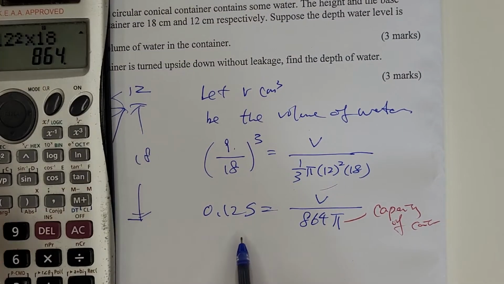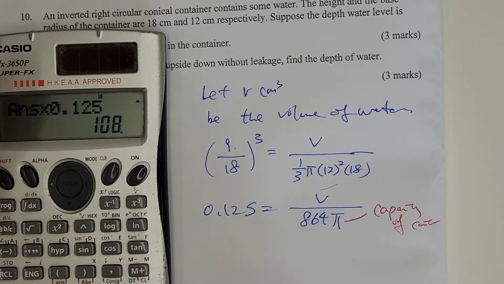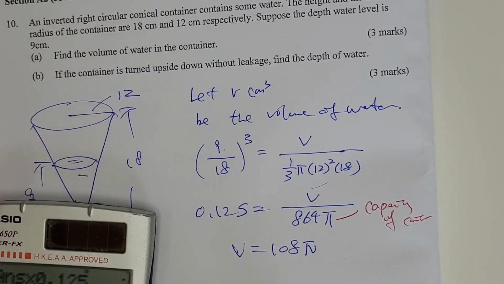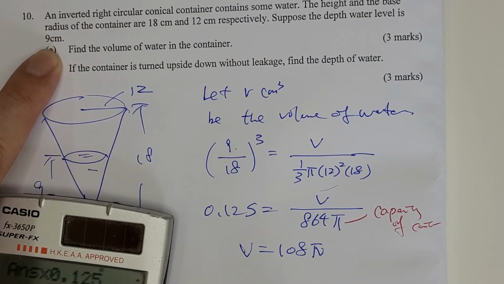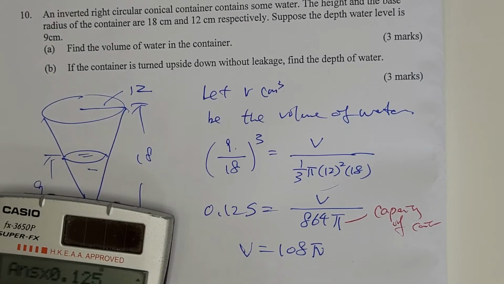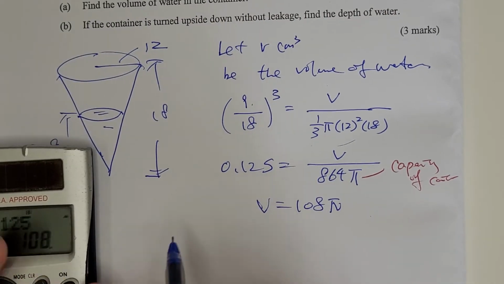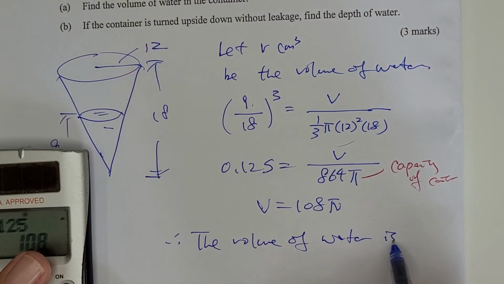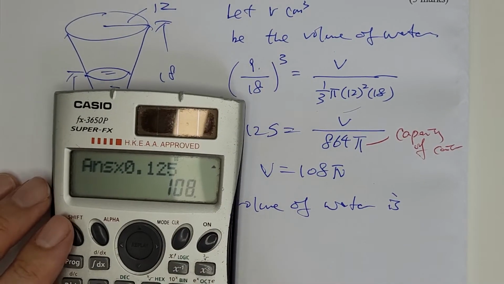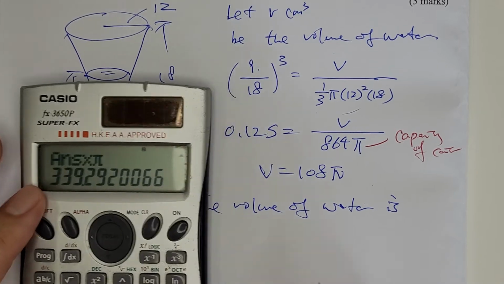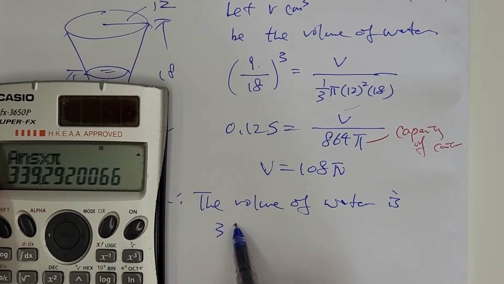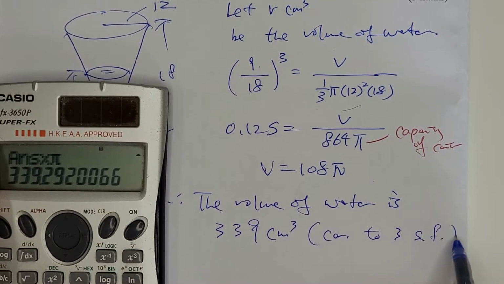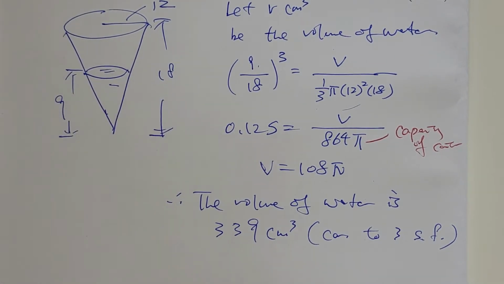So multiply it with 0.125. So V is 108 times pi. The question did not tell you to leave the answer in terms of pi. That means you need to press the answer. So therefore, the volume of water is 108 times pi, that is 339 cm cube, correct to 3 significant figures. Okay, so that's the end of part A.